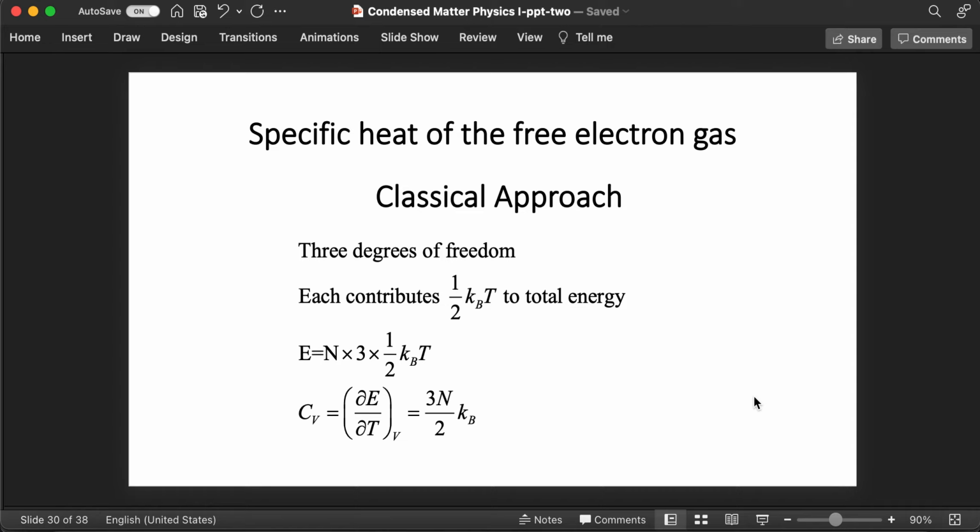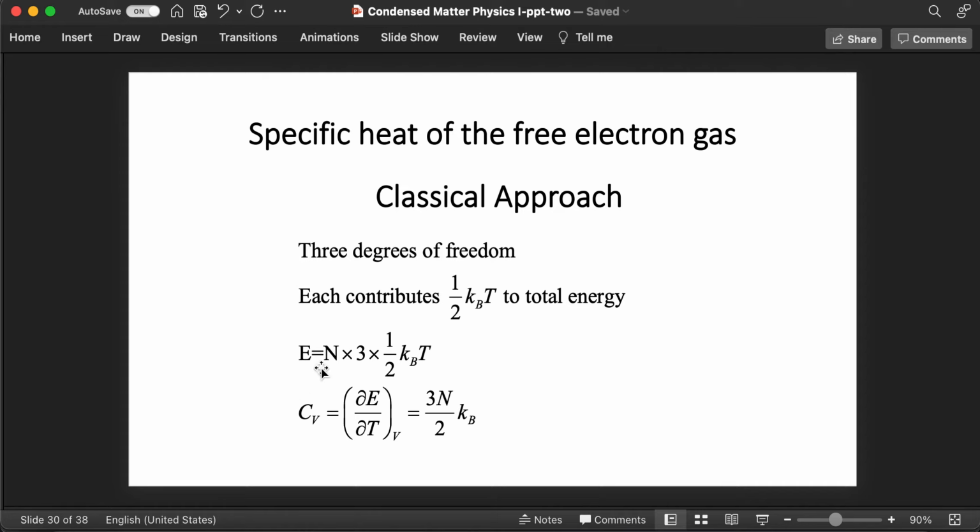Then we look at the specific heat of the free electron gas. In the previous videos, we talked about a classical approach to this specific heat. We said that there are 3 degrees of freedom. If I just consider the kinetic energy, there are 3 degrees of freedom: X, Y, and Z. And each degree of freedom contributes half kT to the total energy. We call this the equipartition theorem. So to the total energy, each degree contributes half kT.